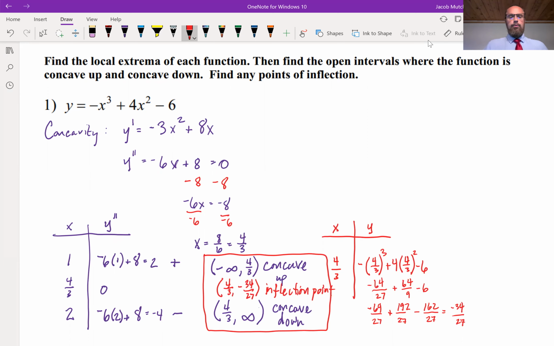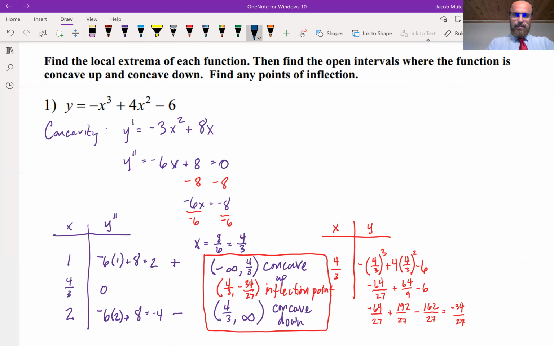So I do want to first find any critical points for the function, and then I'm going to use the second derivative test to interpret those points as maxima or minima. So let's find those critical points first. Again, we take the first derivative to begin.